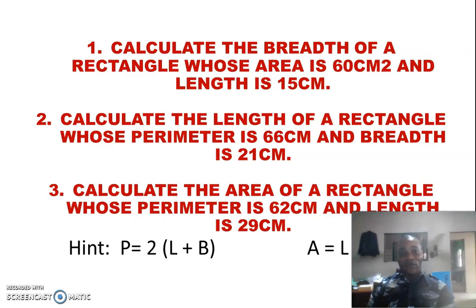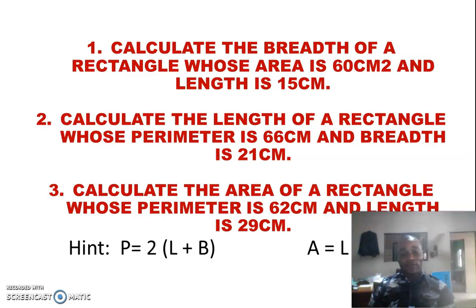Calculate the breadth, that's for question 1, given that the area is 60 centimeters square and the length is 15 centimeters. Then question 2 says calculate the length of a rectangle whose perimeter is 66 centimeters and breadth is 21 centimeters. I believe you can do that.